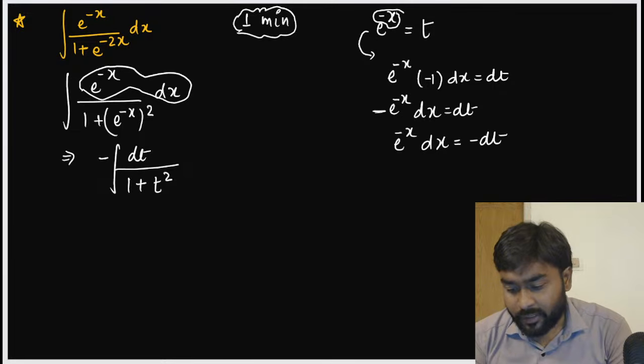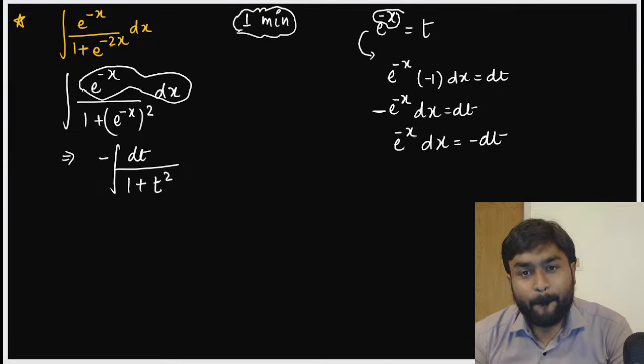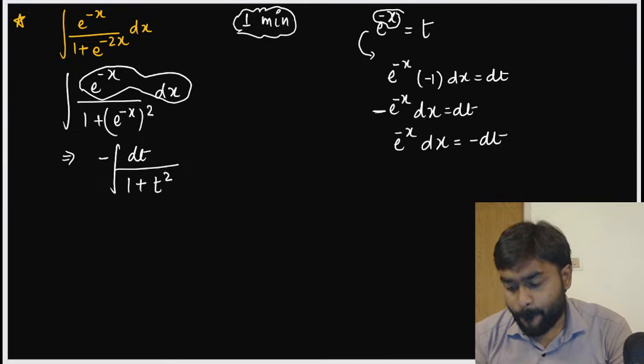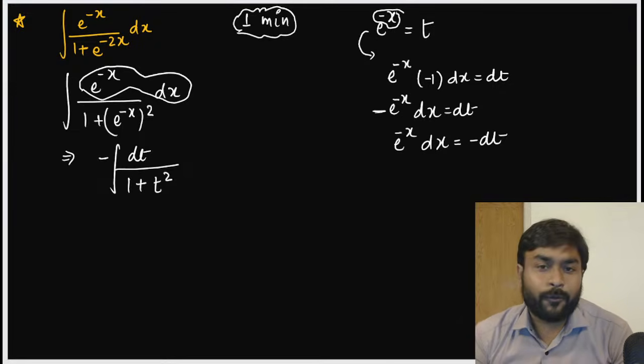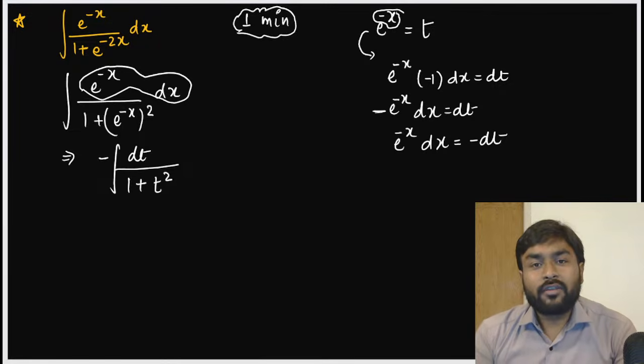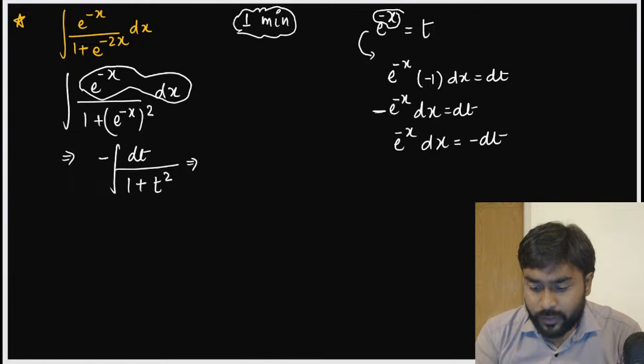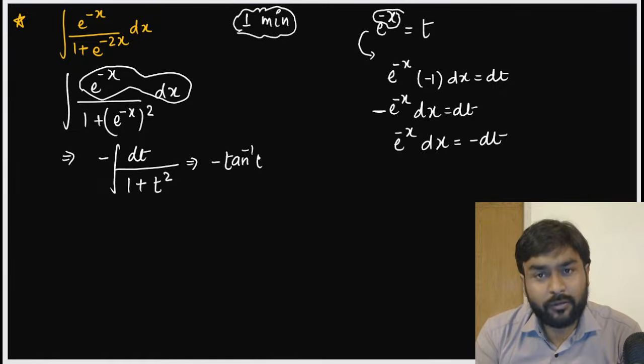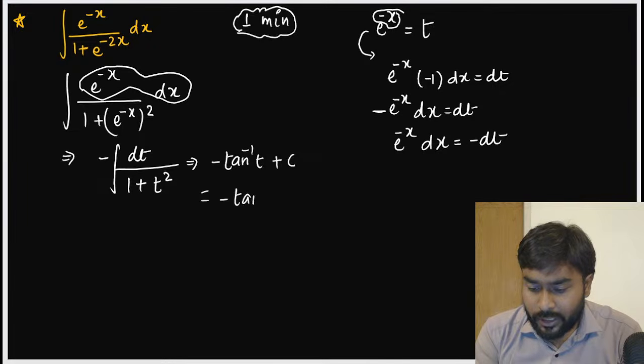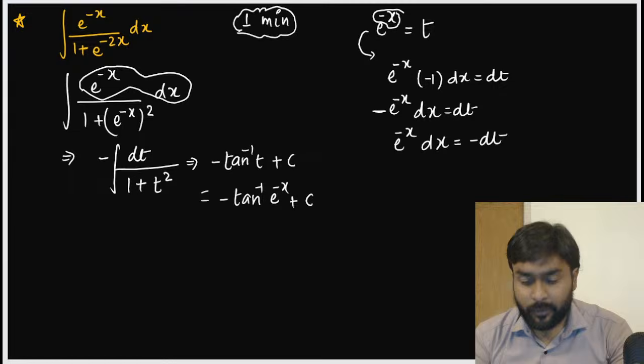Okay, so Mohit is saying minus tan inverse e power minus x. Okay, so here we know this is what? The tan inverse x formula. So we can write minus of tan inverse t plus c. T is what? E power minus x. So final answer: minus of tan inverse e power minus x plus c. So this will be our answer.